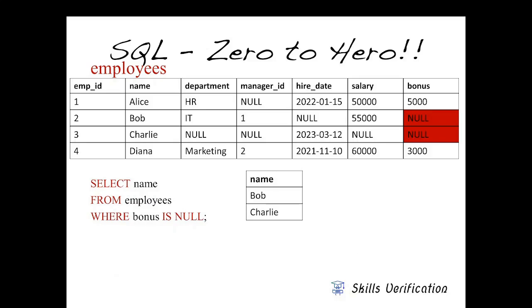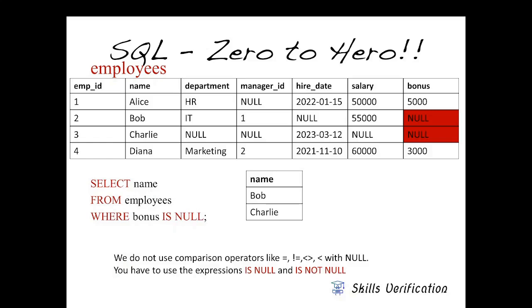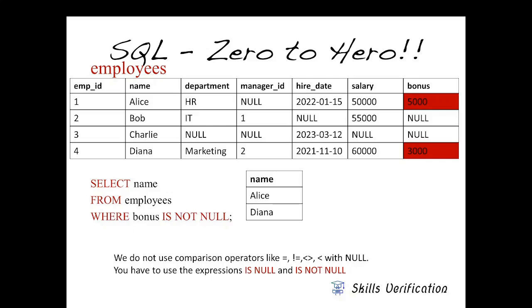Notice that we don't use comparison operators like equal to, not equal to, or less than with null. Instead, you must use the expressions is null and is not null. If I write the opposite expression by changing is null to is not null, the output becomes Alice and Diana, since they're the ones with known bonuses of 5,000 and 3,000 respectively.